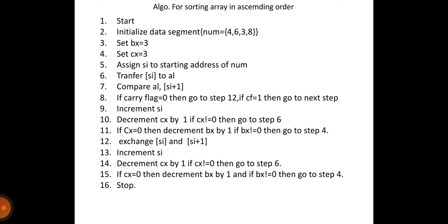the status of the array after each pass. After the first pass, what will be the state? As you can see, 4 and 6, no change. 6 and 3, change. 4 3 6 8, that will be the state after the first pass. Then 3 4 6 8, that will be the status after the second pass, and then again 3 4 6 8, that will be the status after the third pass.